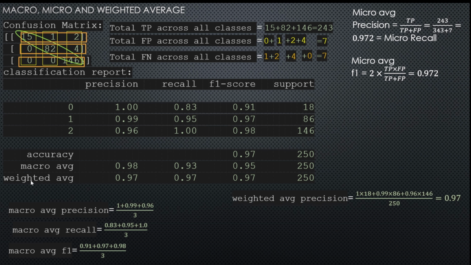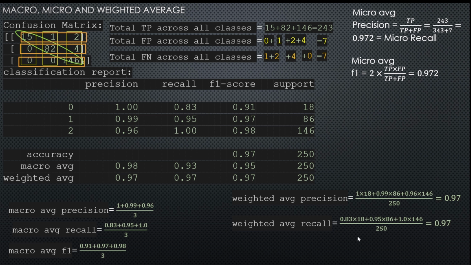There is one more which is called the weighted average, which is written here. This is nothing but the values weighted by their total number of examples which are present. For example, if we do precision, then we know class 0 has 18 examples, so the weight is 18. I am multiplying with that weight. 99, which is the weighted average precision, 99 is supported by 86, and then 96 is by 146. So that's how I am calculating the weighted average of precision.